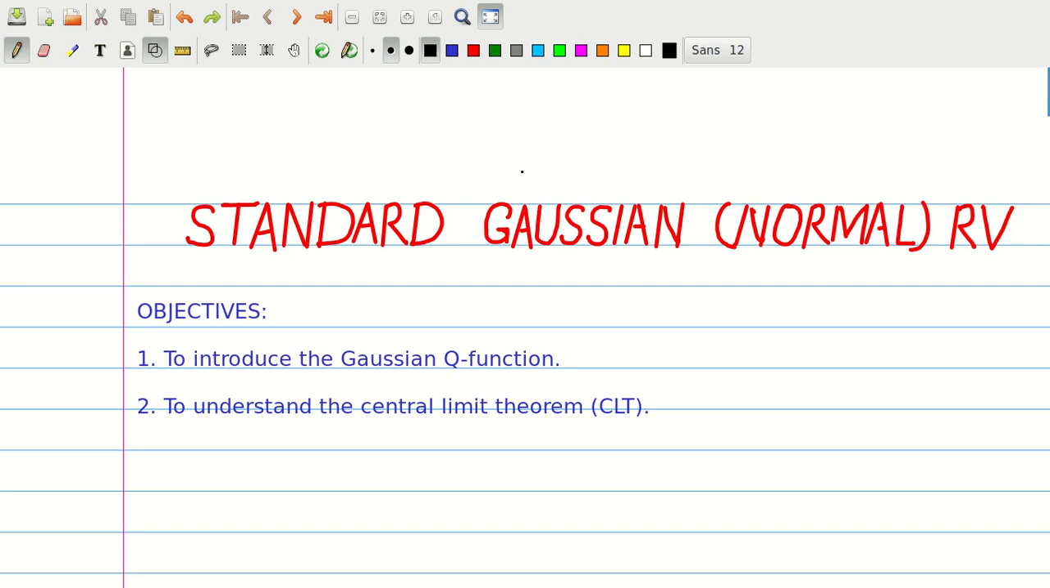A standard normal random variable also gives rise to the Gaussian-Q function. The Gaussian-Q function plays an important role in computing the tail probabilities, which is frequently required to compute the bit error rate or probability of error for various digital modulation techniques. We will also in this module introduce the central limit theorem formally. So let us begin.